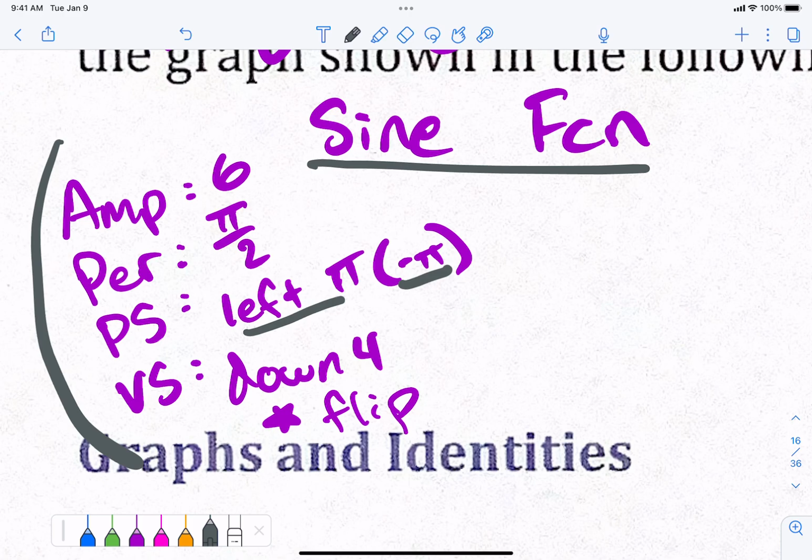I want your vertical shift to be down 4, which would actually be -4 if you want to write it like that, okay? And then I want you to flip him. So we have all 5 things going on, and we're going to put him back into the equation. It's like working backwards, right? Normally we have the equation, we're pulling this stuff out of it. Now we're working backwards, okay?